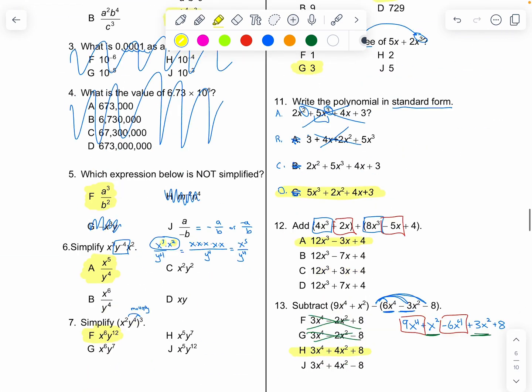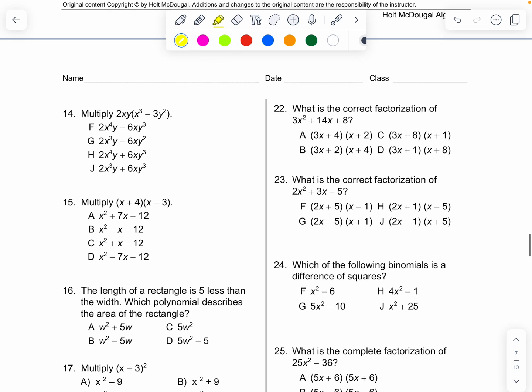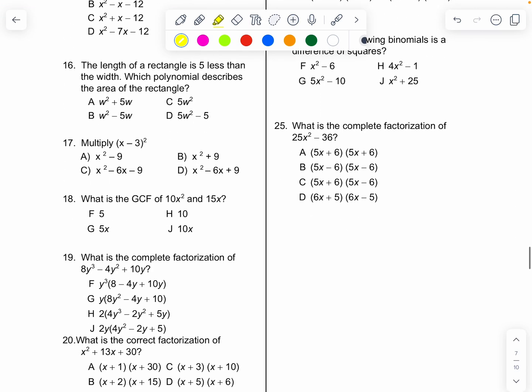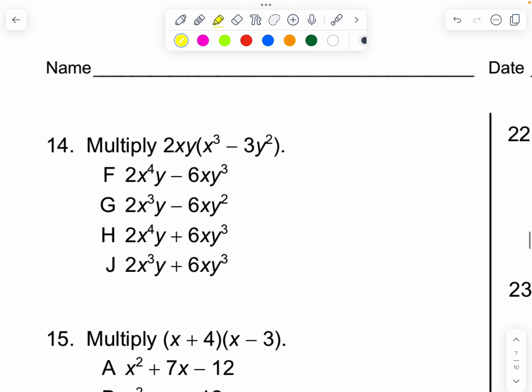Nice. All right. Well, that was a good page. That was good. Let's see here. Okay, we'll see how far we get.